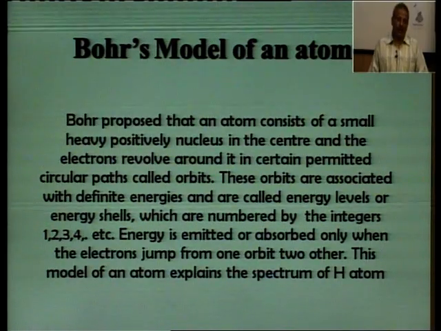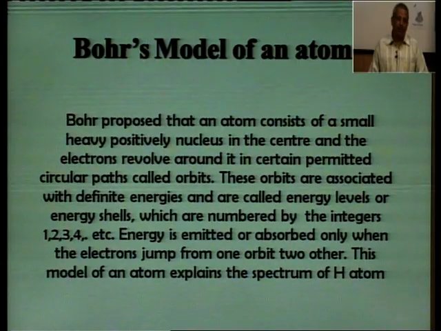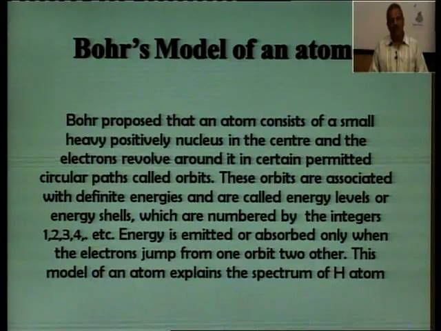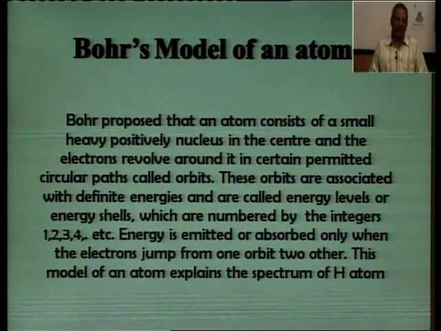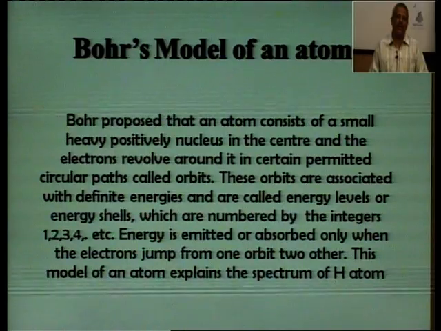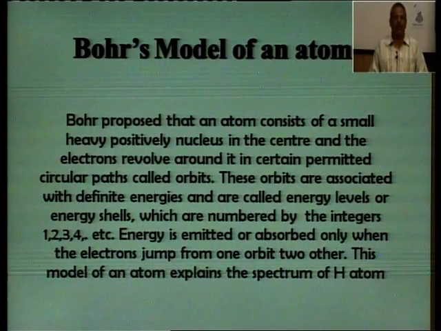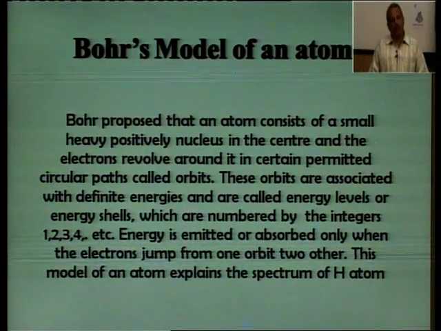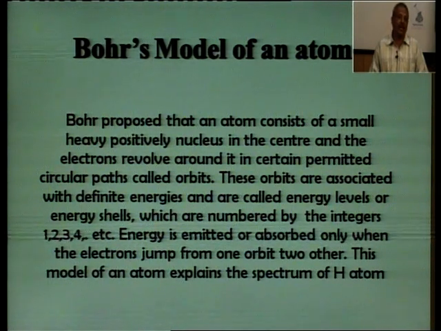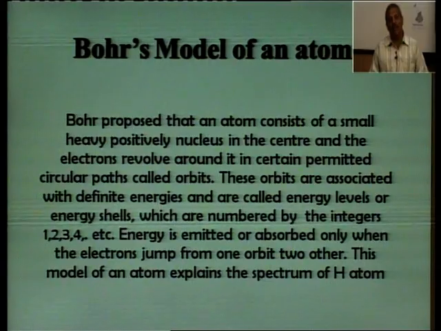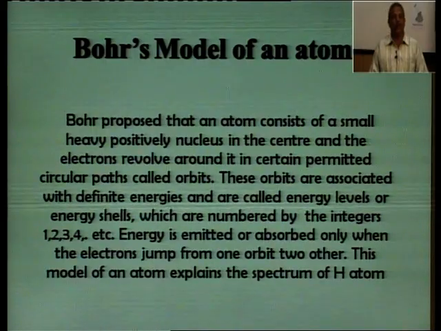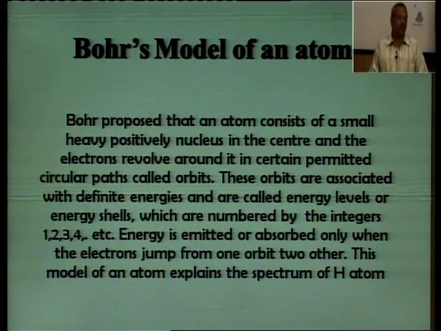So according to Bohr, the protons and neutrons are present in the nucleus and the electrons revolve around it in certain permitted circular paths called orbits. So Rutherford proposed that electrons are revolving in a fixed circular path, but Bohr proposed that the electrons are not revolving around the nucleus in a fixed circular path, they are revolving around the nucleus in certain permitted circular paths instead of in a fixed circular path.